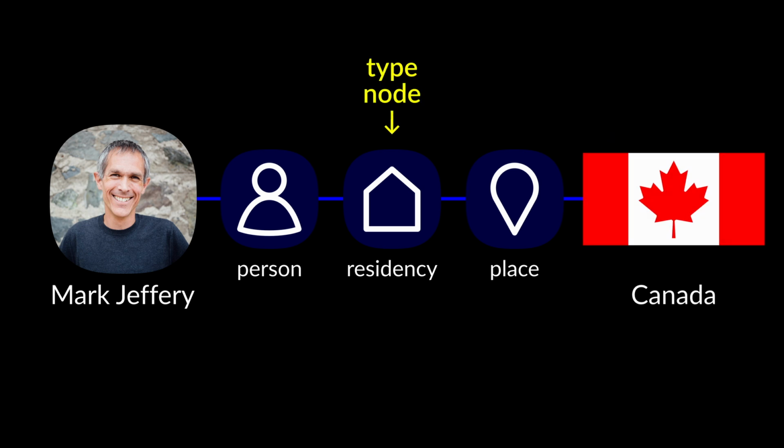The type node, residency, is needed to specify the type of the relationship. This hyperedge tells us that there's some living going on here. And the role nodes, person and place, are needed to specify the roles of the connected nodes in the relationship. The hyperedge tells us that someone lives somewhere, as well as the direction of the relationship. The place is Canada and the person is me.